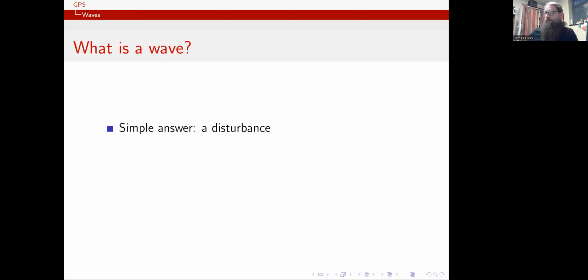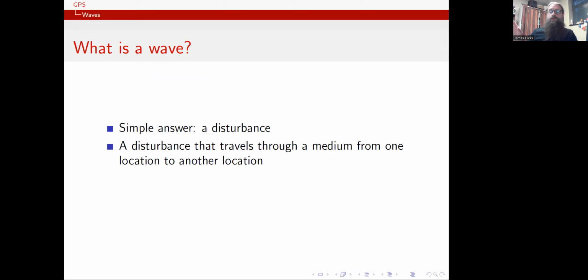Right, so what's a wave? A simple answer is a disturbance. A better answer would be some disturbance that moves through a material from one location to another location. Medium is just another way of saying material.